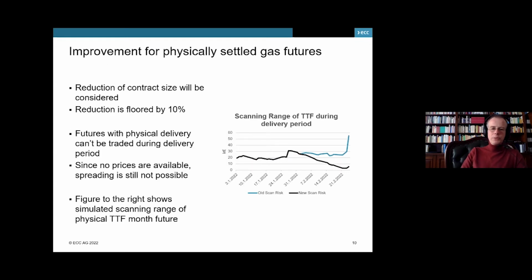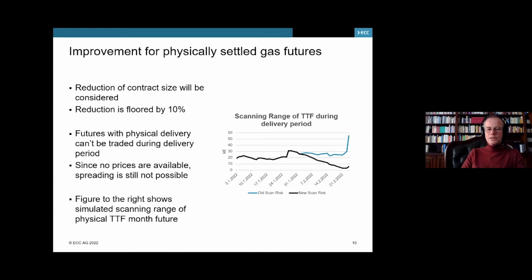So what did we do for the physical settled gas futures? Again, we couldn't include them in the intercommodity spreading. But what we had done here is we consider now the reduction in contract size. The reduction is floored by 10% just to avoid that risk, the margin going down to zero the last day of the month, because there's still some risk. That's also reducing your scan margin significantly.